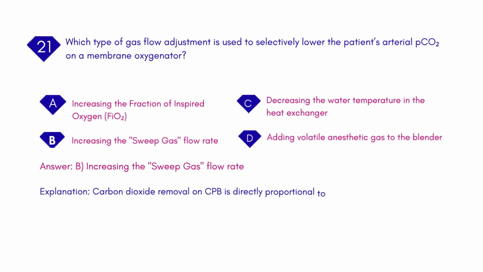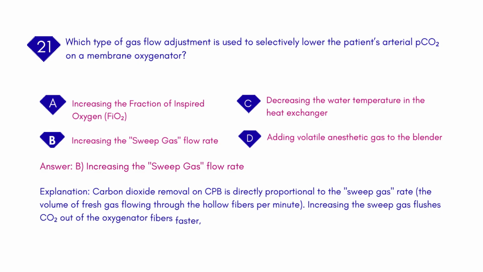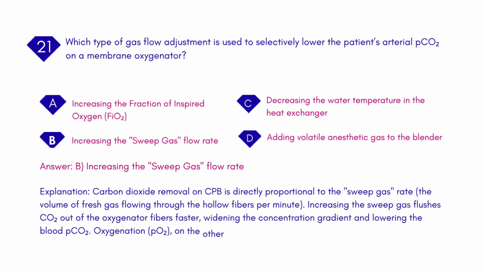Explanation: carbon dioxide removal on CPB is directly proportional to the sweep gas rate, the volume of fresh gas flowing through the hollow fibers per minute. Increasing the sweep gas flushes CO2 out of the oxygenator fibers faster, widening the concentration gradient and lowering the blood pCO2. Oxygenation, PO2, on the other hand, is managed by adjusting the FiO2.